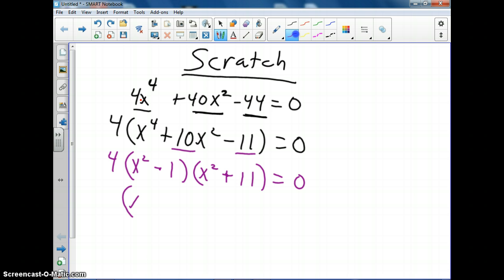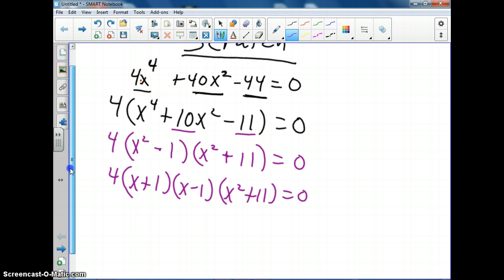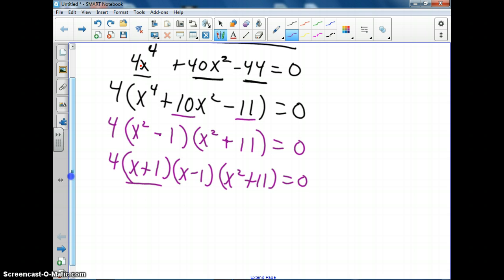Now it becomes, and what's that? It's first semester. X plus 1, x minus 1, right? And then you've got the other one, x squared plus 11, that equals 0, and the 4 is there, like that. Now this is pretty simple. If this equals 0, how much is x? Negative 1. See, that's easy. That's like old stuff for you guys. There's one of the answers.